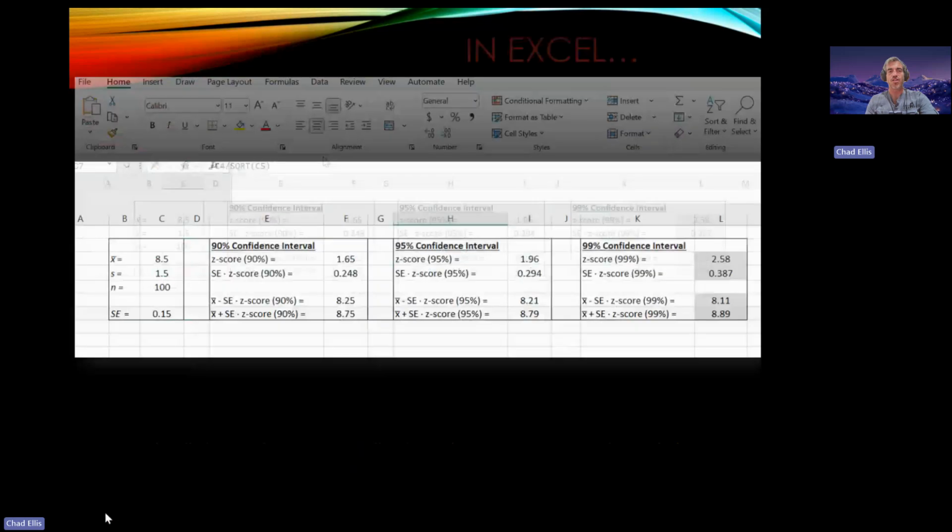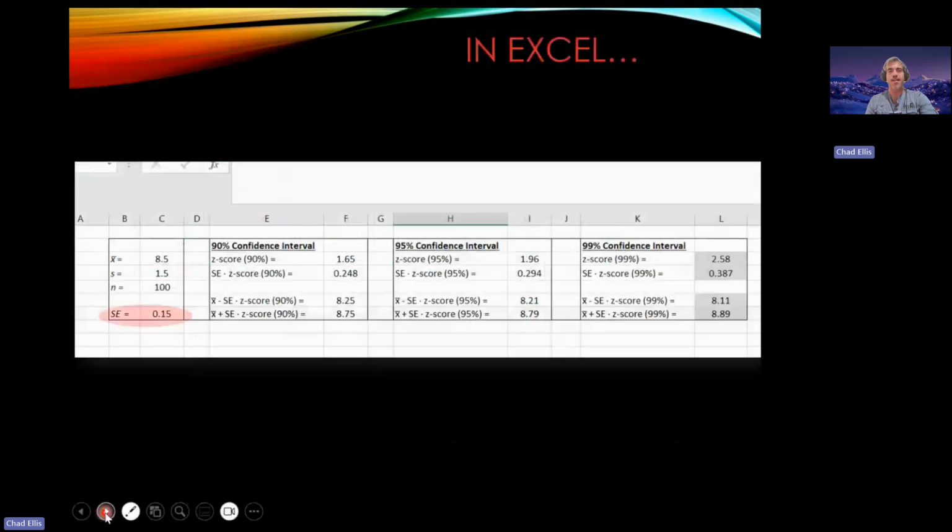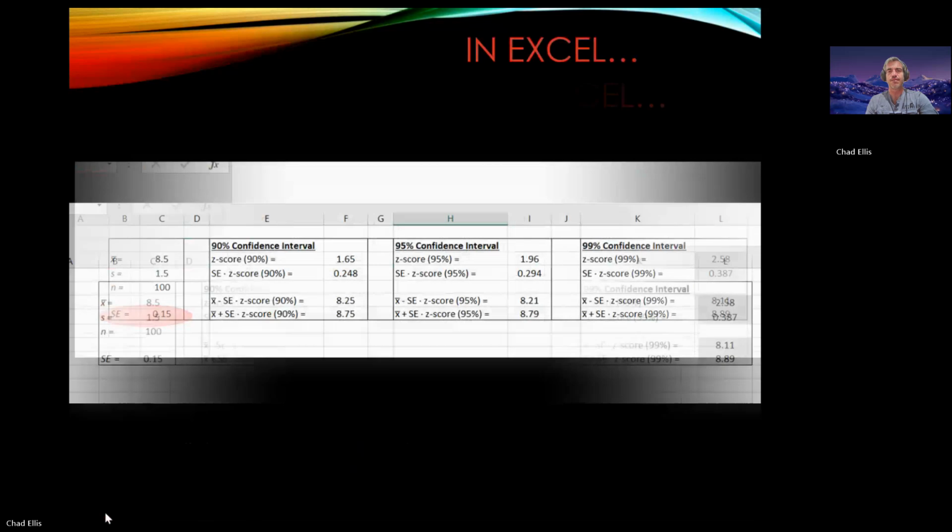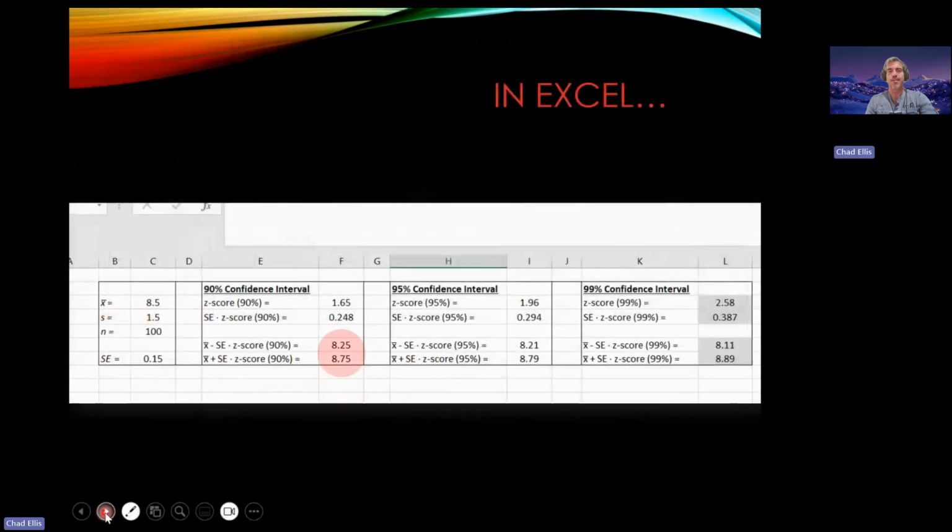So just a couple of screenshots. There's my standard error, which I've calculated. And there's my corresponding confidence interval for 90% confidence interval. So you can see, for the 95% confidence interval, the interval gets wider. So I can be more confident that my population mean is going to fall within there. And then if I want to be 99% sure that my sample confidence interval is going to capture the population mean, I can calculate the 99% confidence interval, which is even wider, as expected.